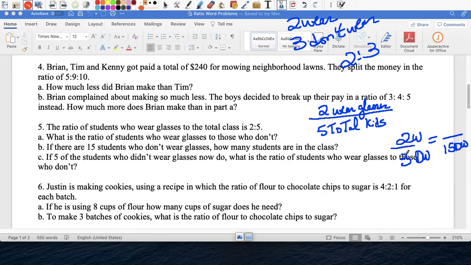So if there are 15 kids that don't wear glasses, how many kids are in the class? Well, let's find out how many kids wear glasses. If there are 3 kids that don't wear glasses and 15 kids that don't wear glasses, what's the relationship here? Times 5, so that means there are going to be 10 kids who wear glasses. And in that class, we would have 10 plus 15, 25 total students.